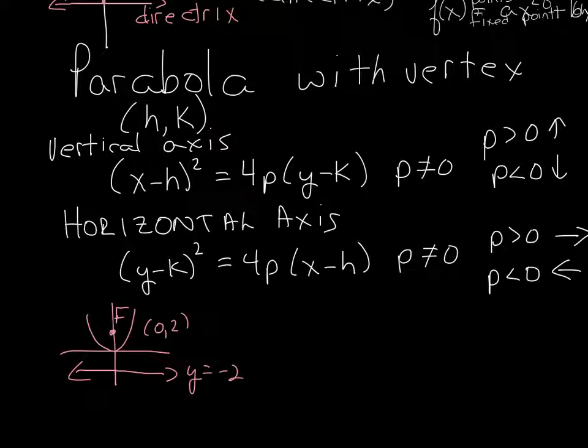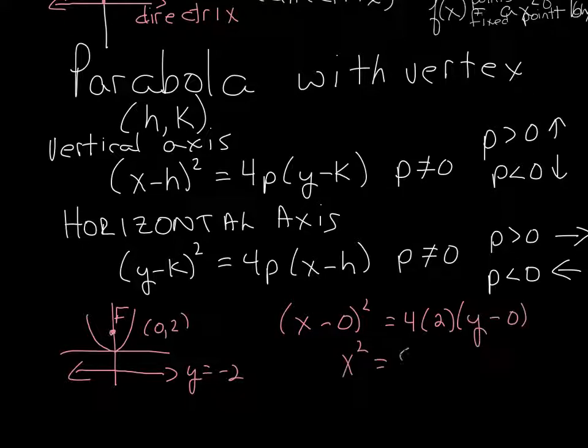Our equation for this parabola would be x minus 0 squared, which of course you don't have to put minus 0, but the vertex is at (0, 0), equals 4 times P times y minus 0, or x squared equals 8y.